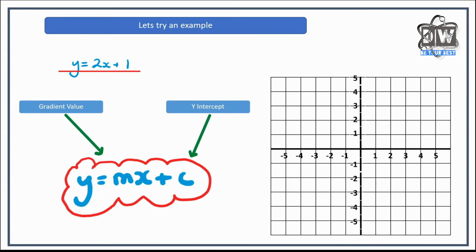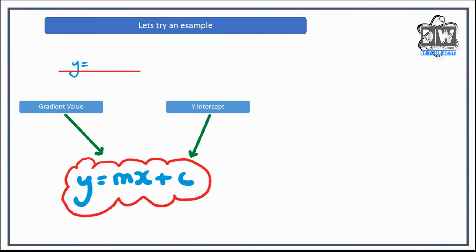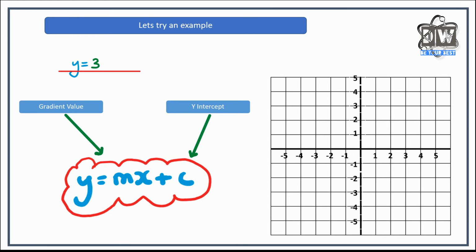But remember this one here, it's got a gradient value of 2. It starts at 1, so we'd put a little mark there. We'd go out 1 and up 2, and then we'd draw our line through those 2 points. Can we see here that this one has a gradient value of 2? On these particular straight line graphs we're going to do, we won't have a gradient value. Our value is just 3. So let's have a think about that.